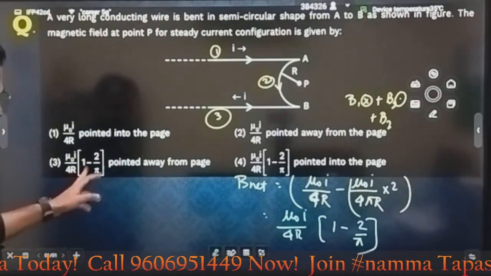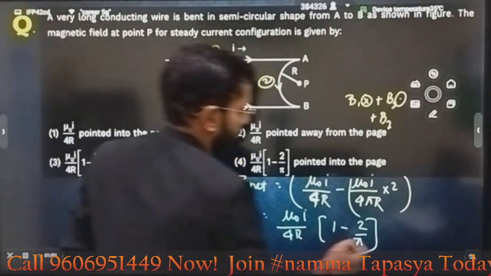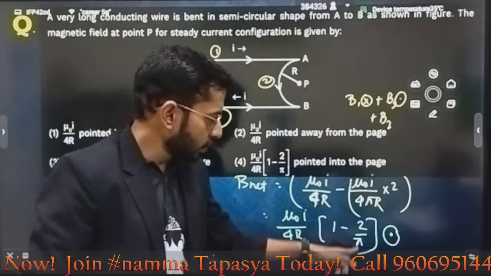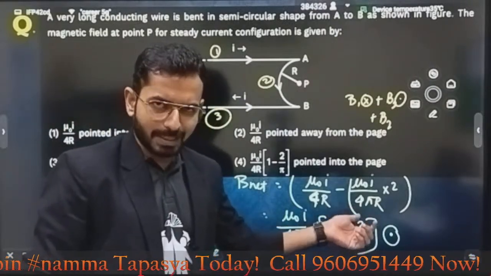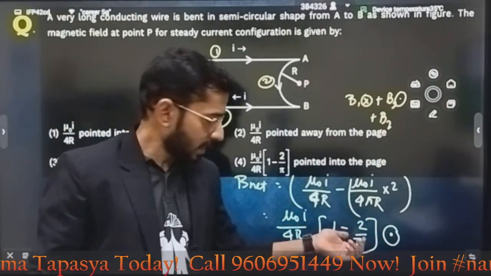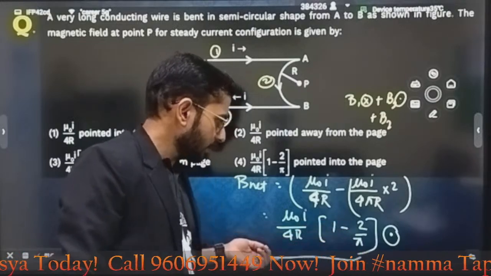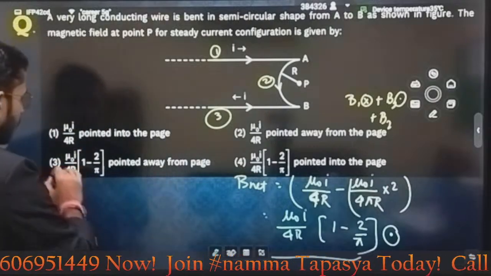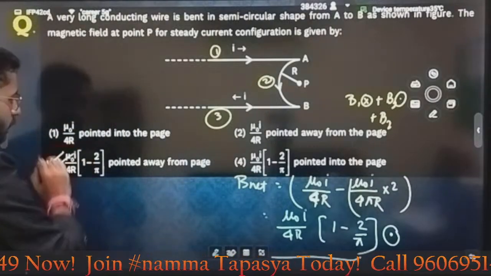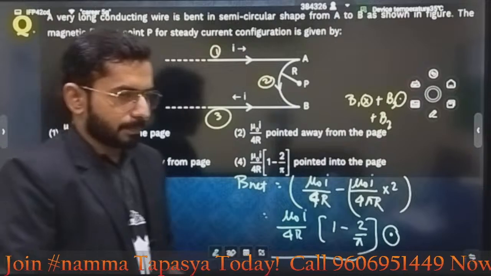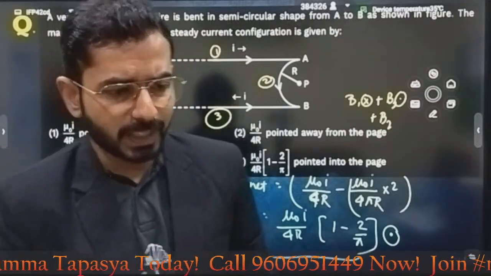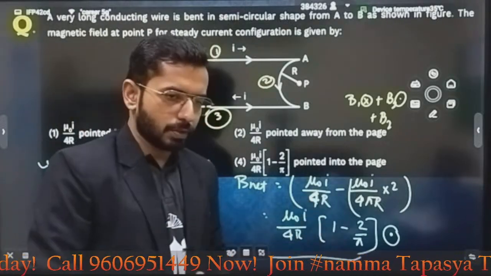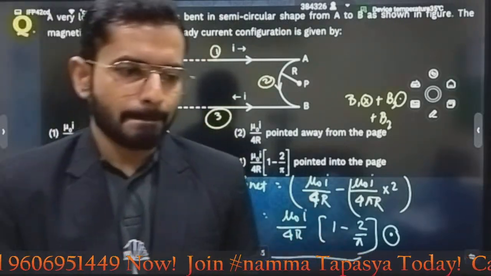Which option is coming correct? And what I can say, the net effective magnitude is coming outside the plane, because 2 divided by pi is going to be less than 1. That means my assumptions are correct, and I can say this is going to give me the positive value. Already I have taken the directions, so I can say that it is going to come out away from the page. Option 3. Is it clear? How to calculate directions and how to calculate the magnitude, both things should be very very clear to you.